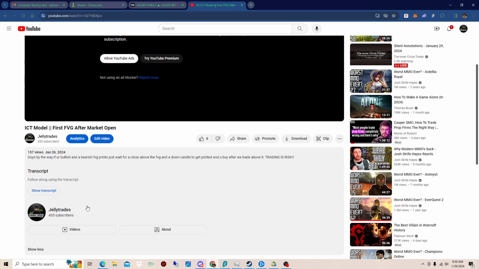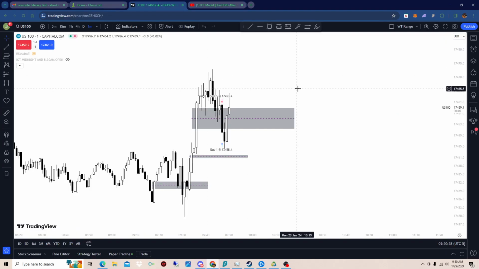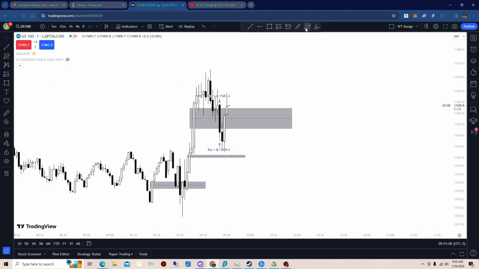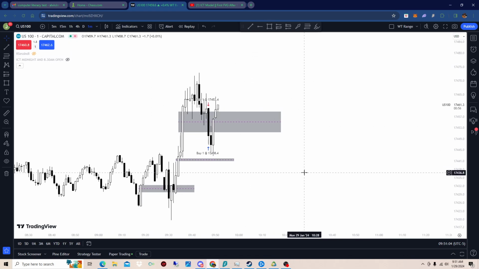For some reason I have this ad blocker thingy, but yeah, it was posted 3 days ago. So basically, I'm using 930 fair value gaps, and this thing called CSD.